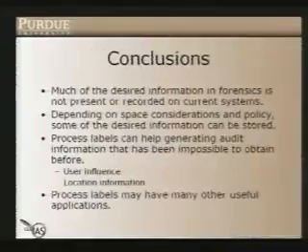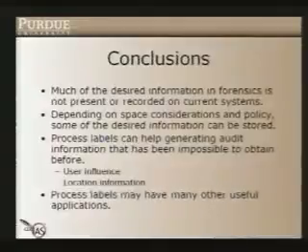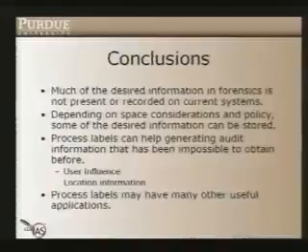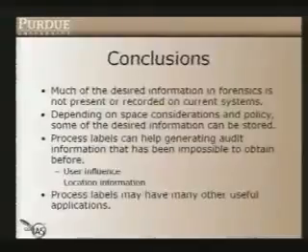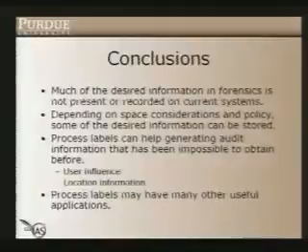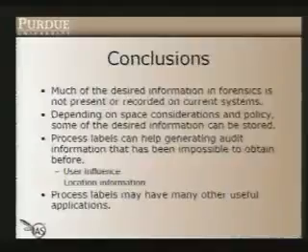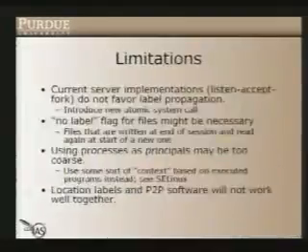In conclusion, much of the desired information is currently not present or recorded, but we can probably make a lot of this happen depending on what your space considerations are. And especially process labels can help generate some of the desired information, especially with the examples of user influence and location information. And I've demonstrated where else this work might be useful.